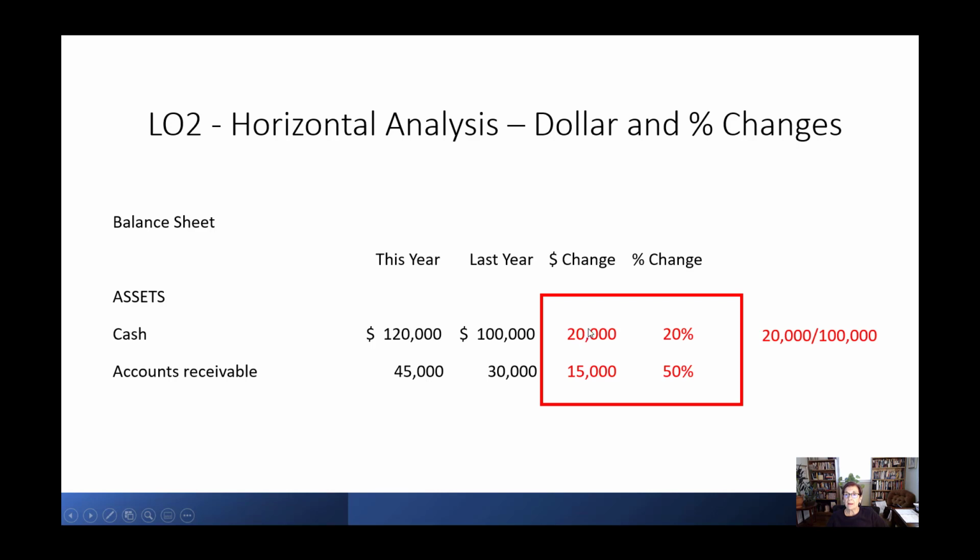Then you divide that by the earlier number that we sometimes call a base year. So here we divided the 20,000 by the 100,000 to get our percentage change. And here our accounts receivable went up by 15,000. And so that's our increase in dollars. And then we take the 15,000 divided by the 30,000, and that's how we got 50%. There is a whole separate video on horizontal analysis that you can take a look at if you want a little bit more detail on this.